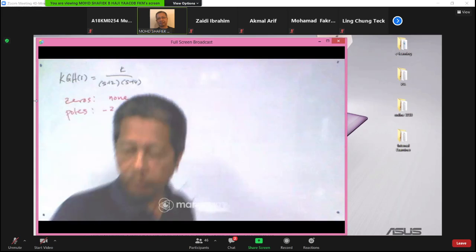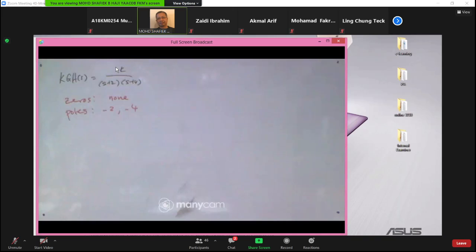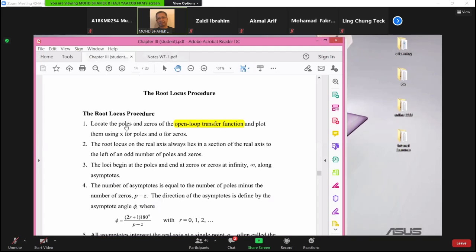Okay, so there you have it. There are no zeros because you don't have s in the numerator. You can only have K, and you have poles. You have two poles at -2 and -4. Now let's go back to our procedure here. So we already identified poles and zeros, and then we locate the poles and zeros and plot them using x for poles and o for zeros. We need to plot that.